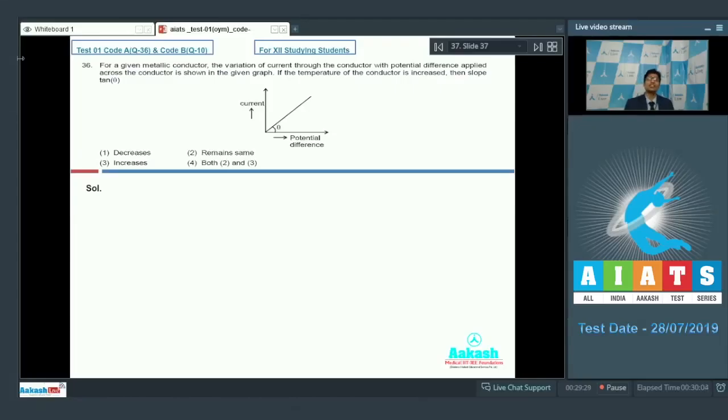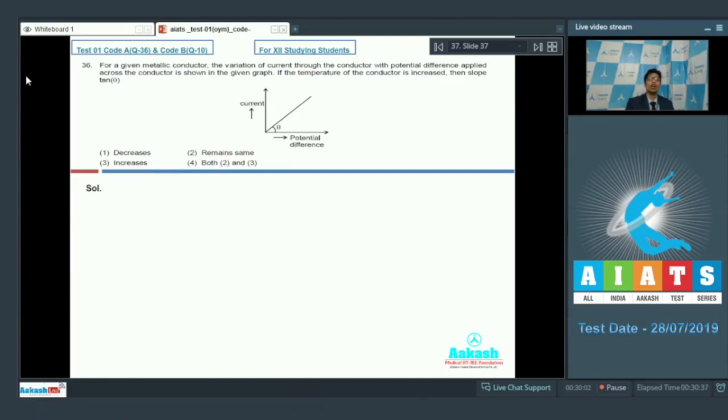Dear students, question number 36 says that for a metallic conductor, the variation of current through the conductor with potential difference applied across the conductor is shown in the given graph. If the temperature of the conductor is increased, then slope tan theta: option 1, decreases; option 2, remains same; option 3, increases; or option 4, both 2 and 3, that is it remains same and increases.